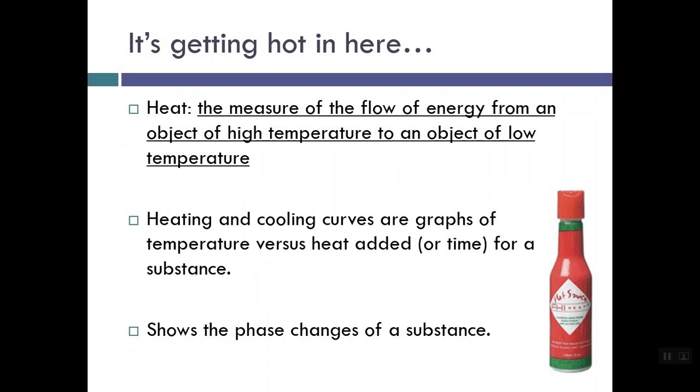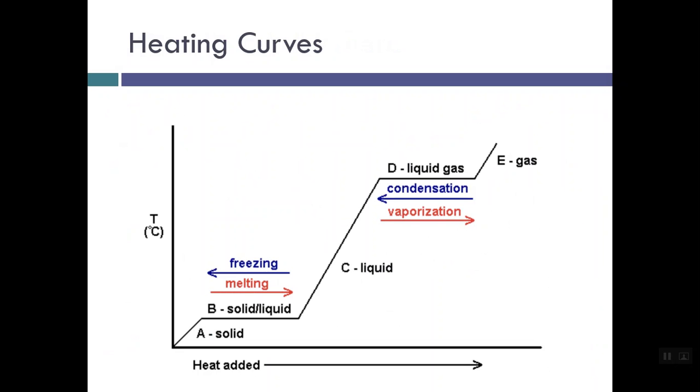Heating and cooling curves are graphs of temperature versus heat. What they show is the phase changes of a substance. So here's an example of a heating curve. Notice down here, your horizontal axis is how much heat you have, and here we're talking about temperature. Notice we're thinking of heat and temperature as different things. Temperature is the average kinetic energy, and heat is that transfer of energy.